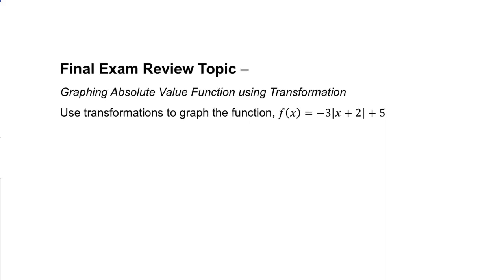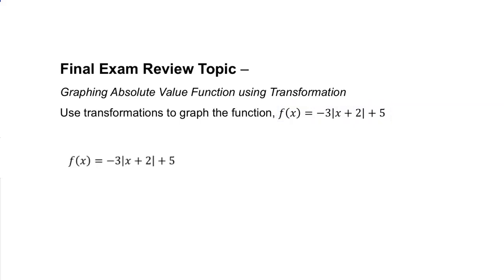This video is for Nova Online Math 161 and we're reviewing for the final exam. The topic that we're looking at is graphing absolute value functions using transformations. Use transformations to graph the function f of x equals -3 times the absolute value of x plus 2, plus 5.